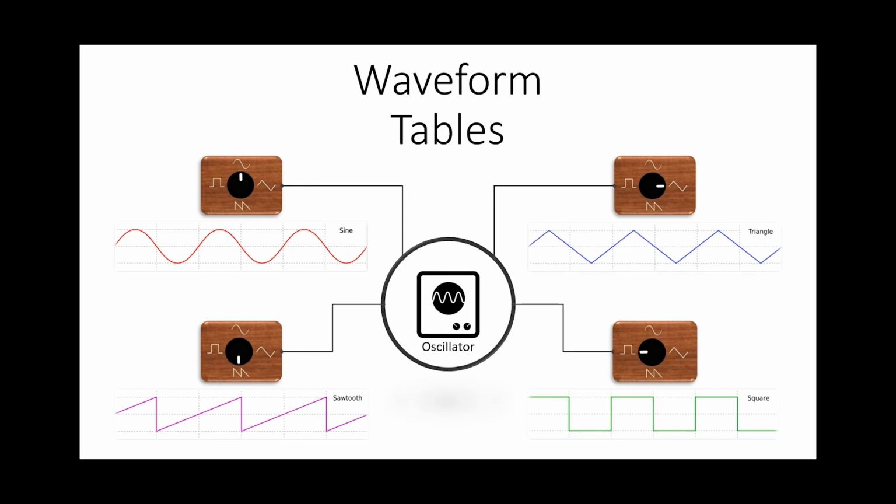We have 4 different waveforms available. We have a sine wave, which sounds very smooth, a triangle wave, which sounds a little rougher, a sawtooth wave that sounds like cell phone interference, and a square wave that sounds like an old arcade game.